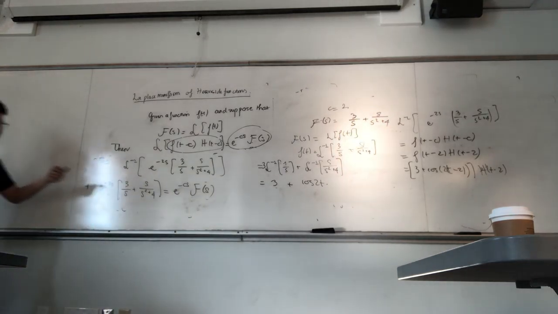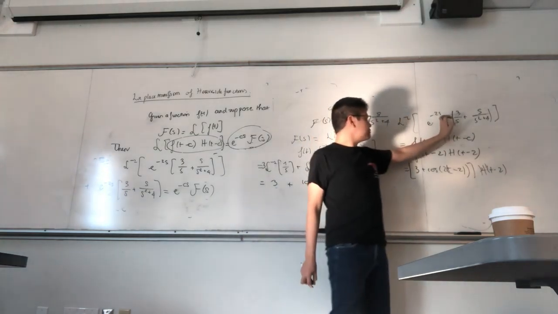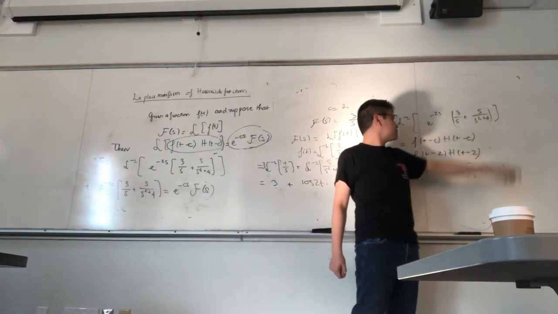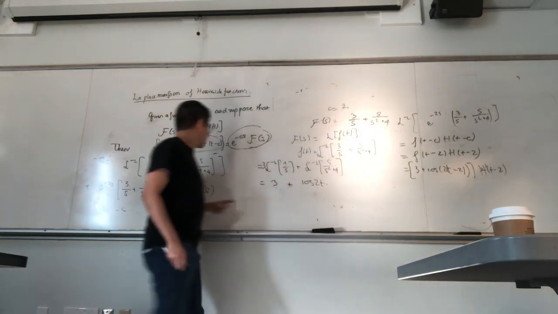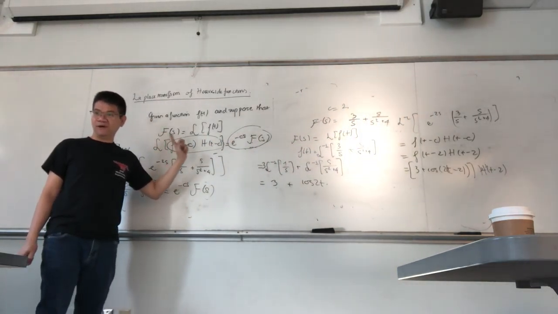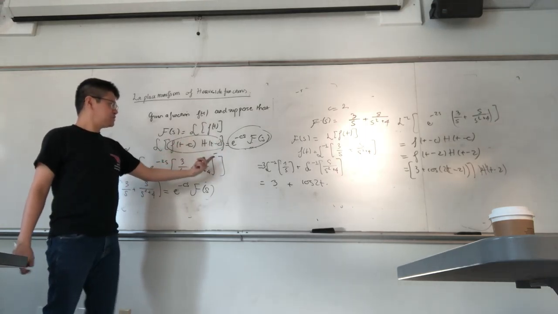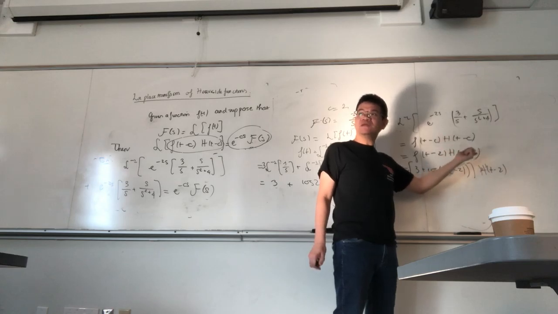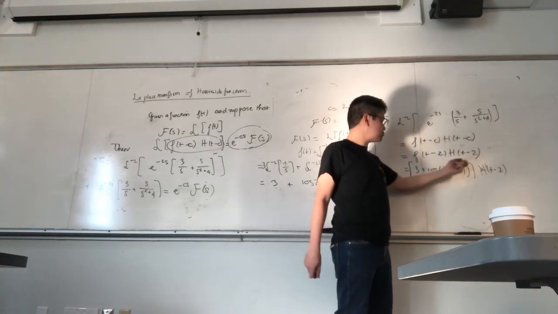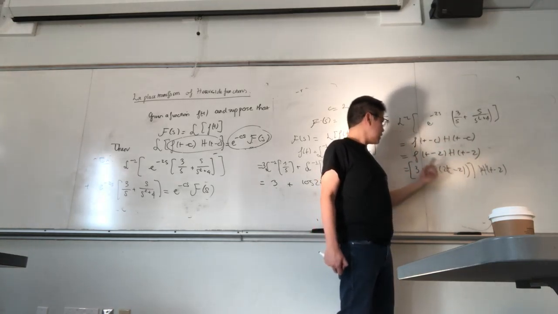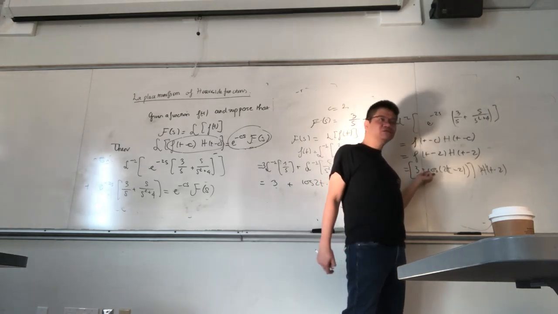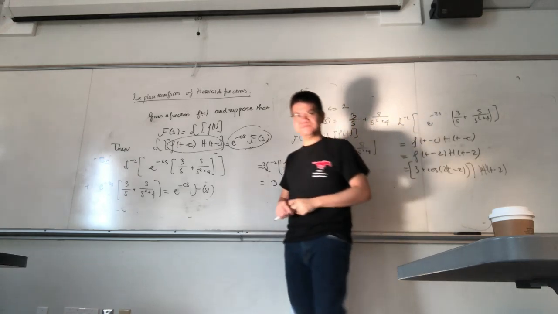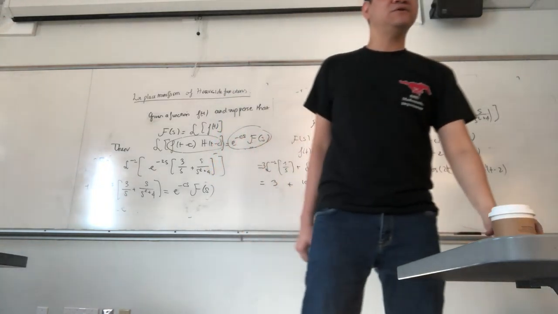So I explain again. The inverse Laplace transform of e to the power minus 2s times this, 3 over s plus s over s squared plus 4, can be computed using this formula, right? So it's going to be the inverse of this formula. So I have f of t minus c, h of t minus c. But we know that c is 2, so this is f of t minus 2 times h of t minus 2. f is 3 plus cosine 2t, so here I have 3 plus cosine 2(t minus 2), h of t minus 2. Right? Questions?